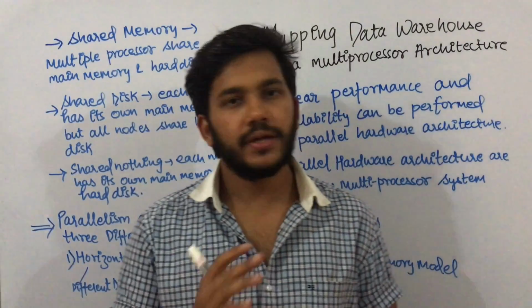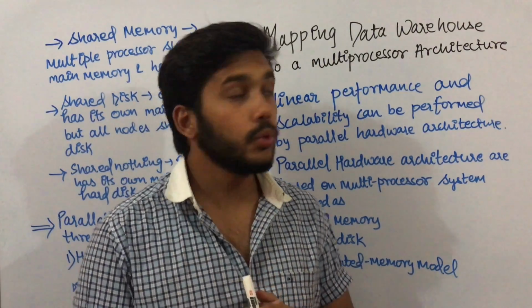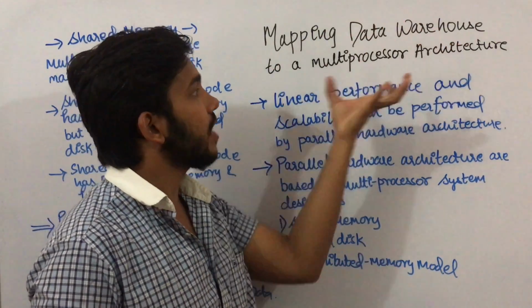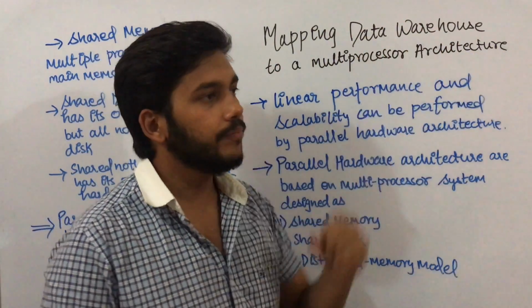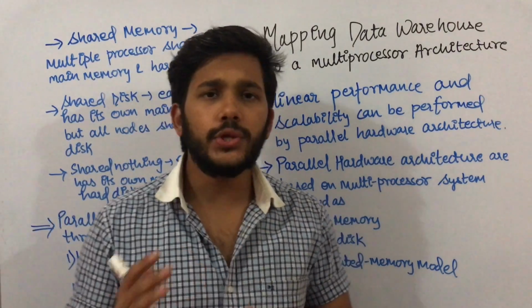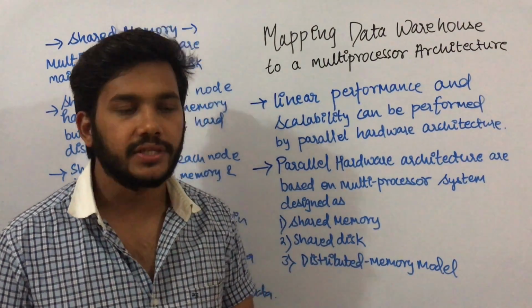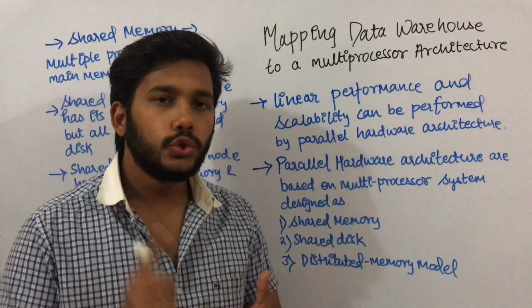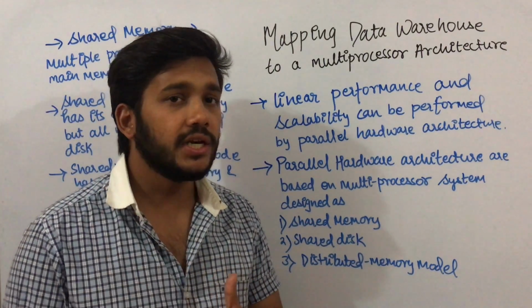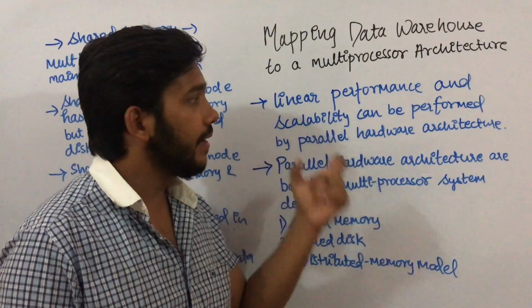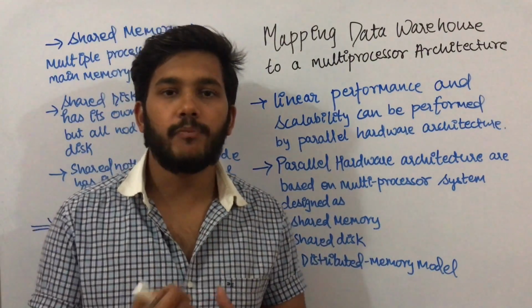Hi guys, in this video I am going to talk about mapping data warehouse to a multiprocessor architecture. When you are mapping a data warehouse to a multiprocessor architecture, then it should perform two main functions, that is linear performance and scalability. Why linear performance?